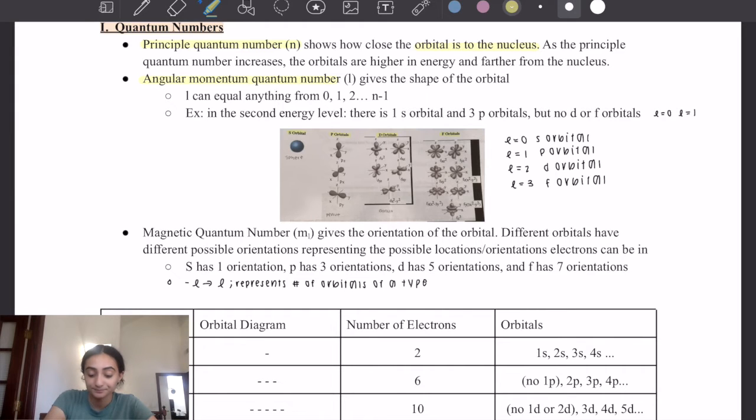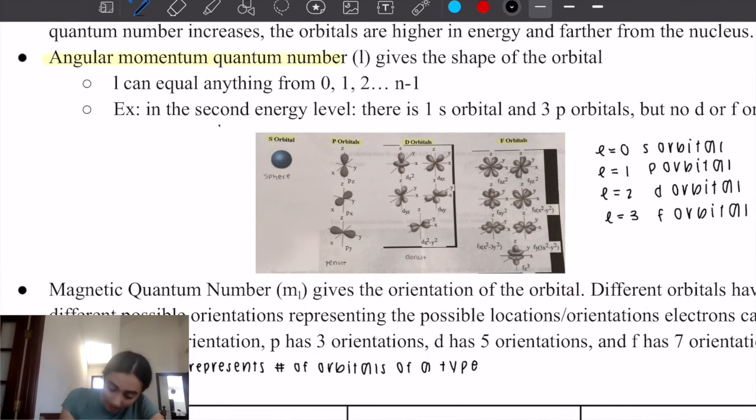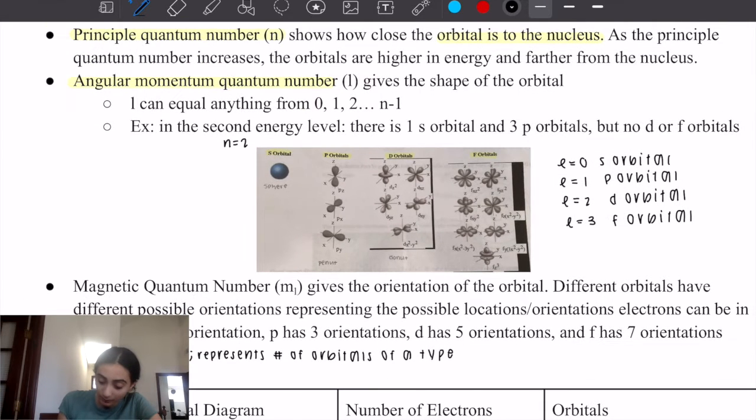And L can be anything from 0, 1, 2, 3, anything up to n, which is the principal quantum number, minus 1. So, for example, if in the second energy level, n equals 2, the angular momentum quantum number can be 0 or 1.